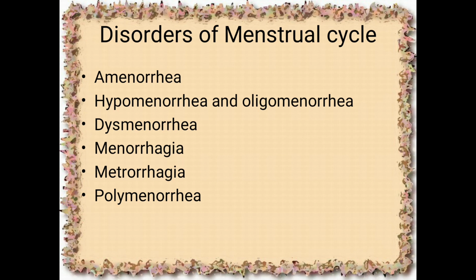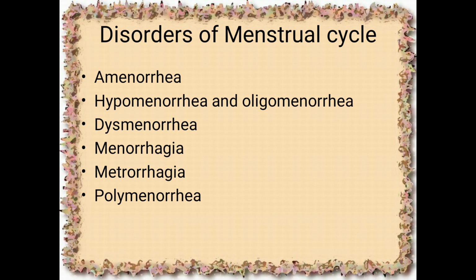Dysmenorrhea means painful menstrual bleeding. There are two types, primary and secondary. In primary, there is no visible pelvic pathology. Secondary means there is some pathology, any uterine or pelvic pathology associated with it. So dysmenorrhea is painful menstrual bleeding.